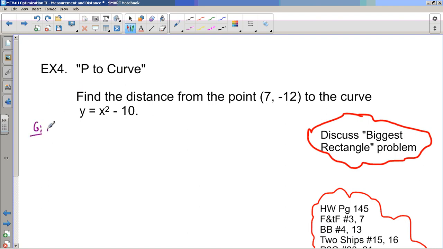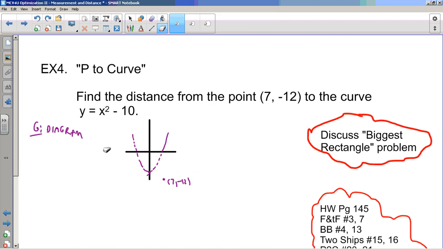If I got going, it's nice to find a diagram, right? Well, real quick, what would this sketch look like? I'd have a parabola moved down 10, right? Something like that, where there's 10 minus 10. 7, negative 12 is going to be down here somewhere. Let's exaggerate. Negative 12, say here. And I'm going to erase this just so I can see the distance.